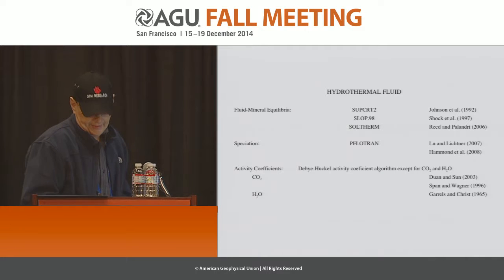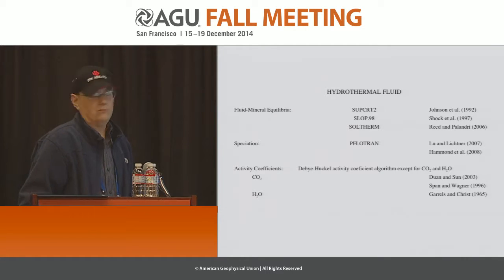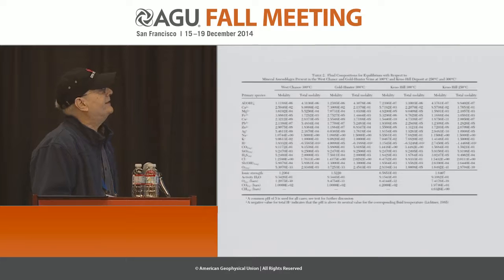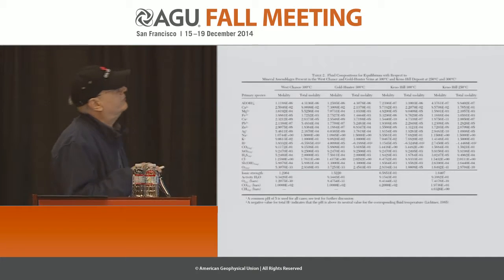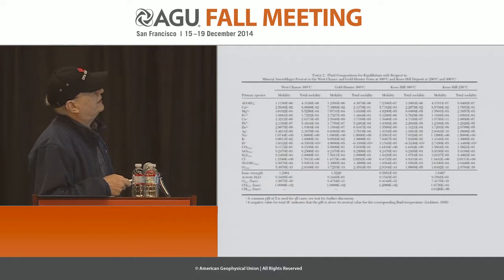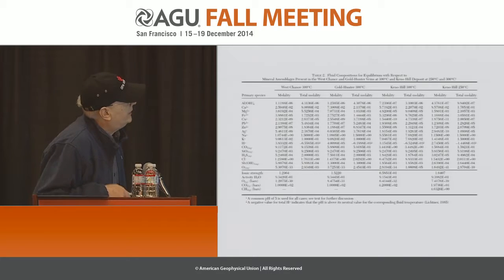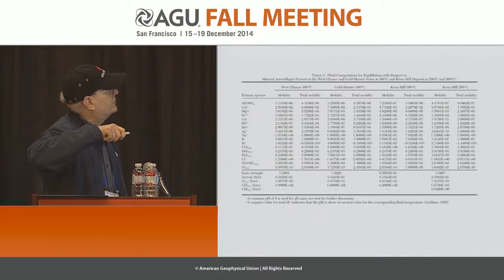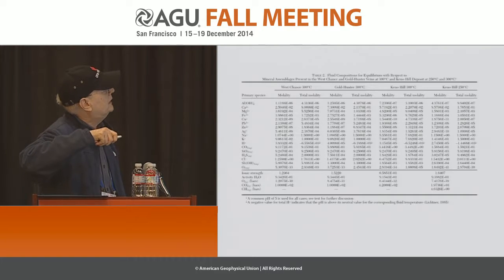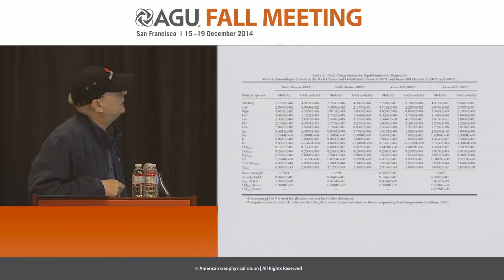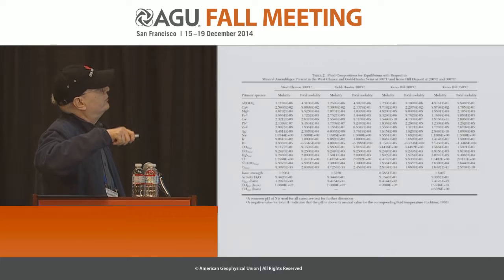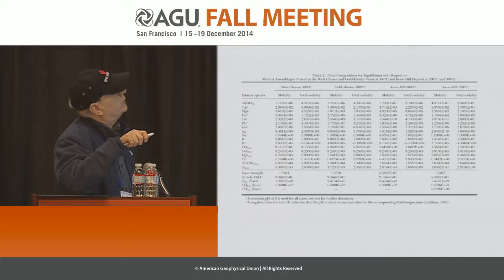And in the end, we got something we thought sort of works. And here we go. Here are the results for the West Chance vein at 300 degrees, and a Gold Hunter also at 300 degrees. And this is for a pH of 5, CO2 pressure of 100 bars, and salinities that are consistent with the fluid inclusions.